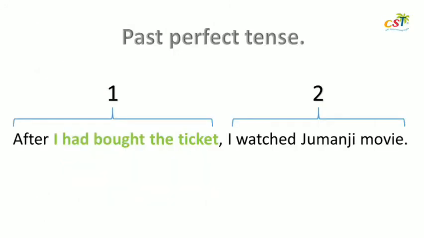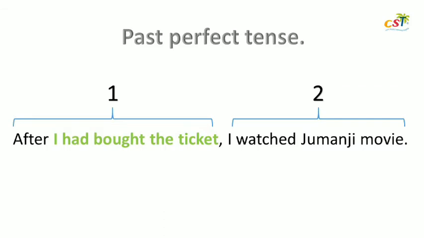Now, Miss Dwi will review the past perfect tense. In past perfect tense, you talk about something that you had done first before you did something else. Sesuatu yang sudah kamu lakukan lebih dahulu sebelum kamu mengerjakan yang lain. Dan dua-duanya sudah dikerjakan di past time. Misalnya, after I had bought the ticket, I watched Jumanji movie.